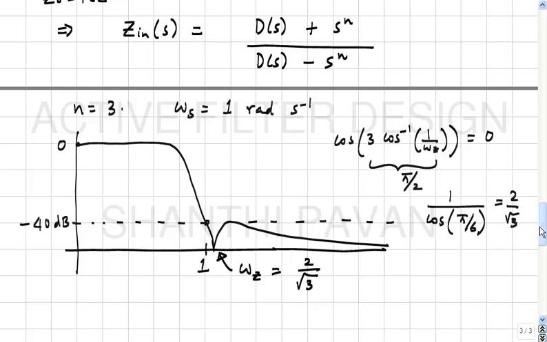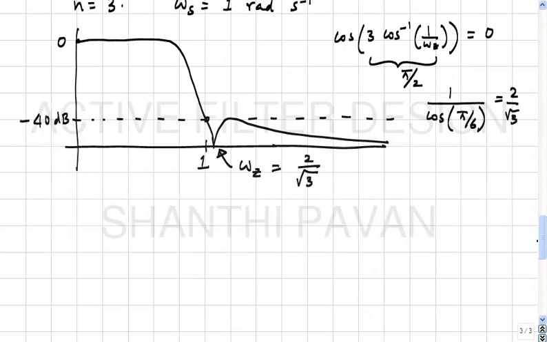Okay. Now gamma of s is therefore s cube divided by the inverse Chebyshev denominator. And what is the denominator?